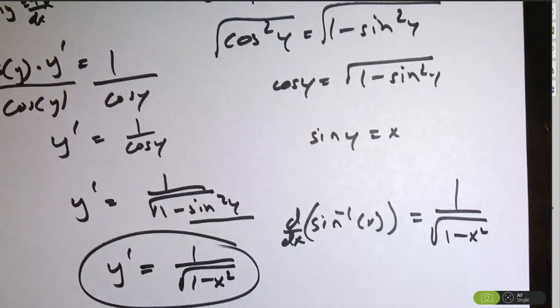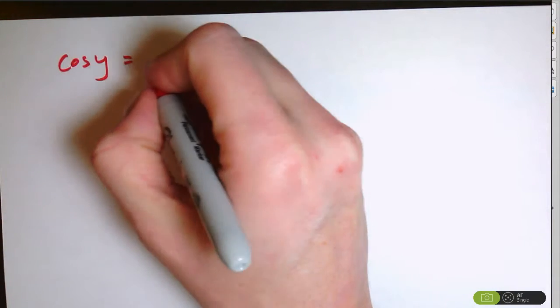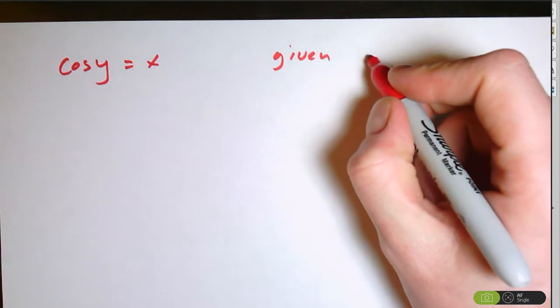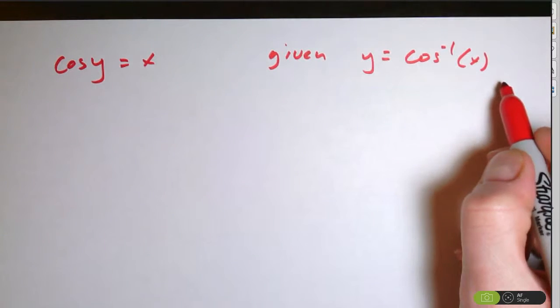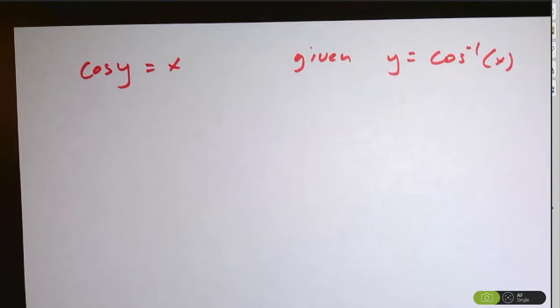x squared. Okay, now we can do the same thing with cosine if we want. That's the next one to derive. So with cosine, you do the same thing. I'll do this in red to make that first part stand out. The cosine of y equals x, given y equals inverse cosine of x. So if we have the inverse of cosine, really that means cosine of y has to equal x. So we do the derivative of both sides.